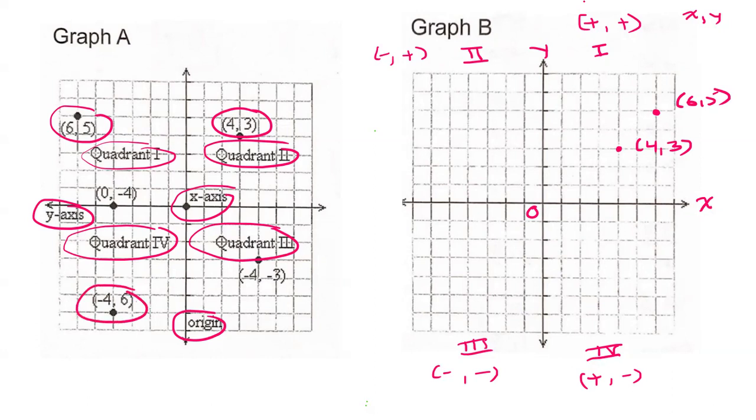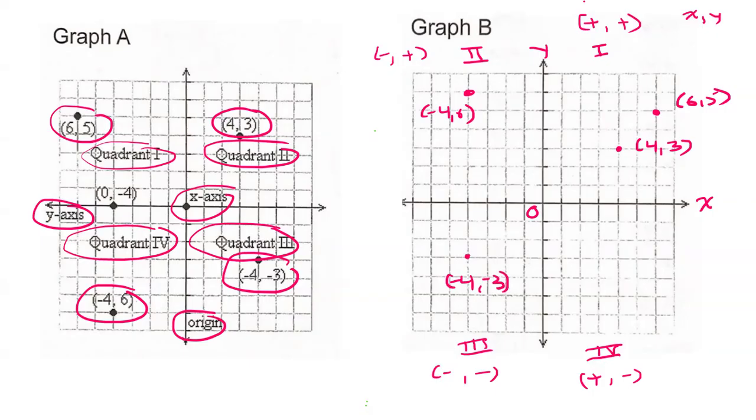Negative 4, 6. No, that's not correct either. So I'll go here and properly label where negative 4, 6 is. 1, 2, 3, 4. 1, 2, 3, 4, 5, 6. Okay, so here's negative 4, 6. All right, negative 4, negative 3. Again, that's not correct either. So 1, 2, 3, 4. 1, 2, 3. Okay, so that's negative 4 and negative 3.